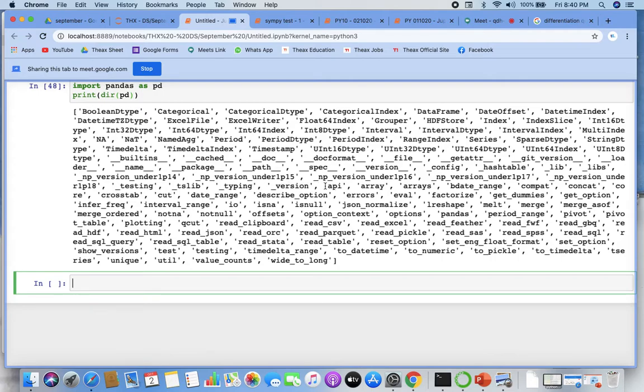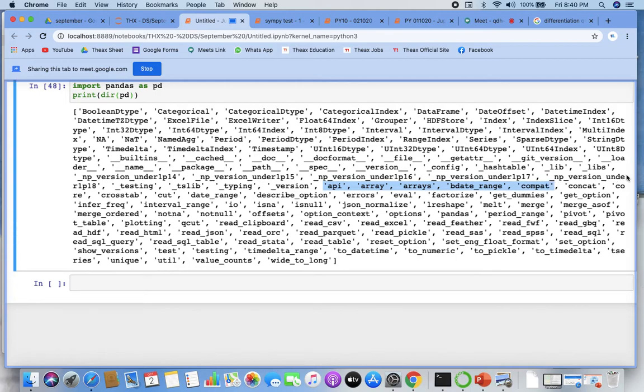From API. So it's API, array, arrays, date range, concat, cross tab, cut, date range, describe option, errors. Mostly what we use in machine learning, data science, sometimes in regression analysis, is get dummies. Sometimes you'll be getting frequencies. Mostly we use isna, isnull for null objects, null data. Pivot table we use, period range we use, pandas itself we are using. Plotting we use, read CSV we use. Read Excel, feather and all these things are used very little as compared to everything.